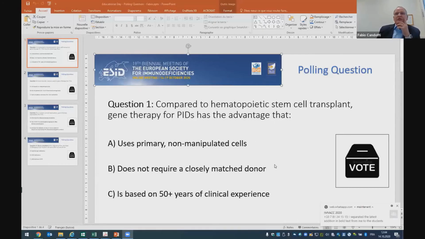This is the first question that hopefully you all see, and it has to do with comparison to hematopoietic stem cell transplant. Gene therapy for primary immune deficiency has the advantage that A, it uses primary, non-manipulated cells; B, it does not require a closely matched donor; or C, it is based on 50 plus years of clinical experience. Now, please vote.